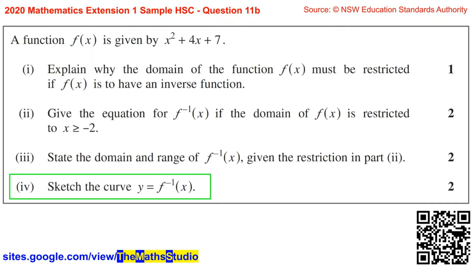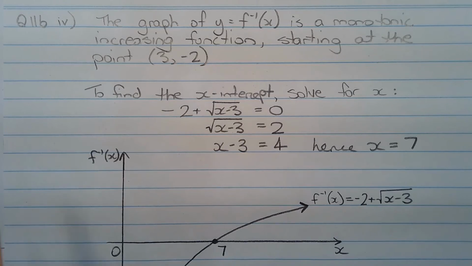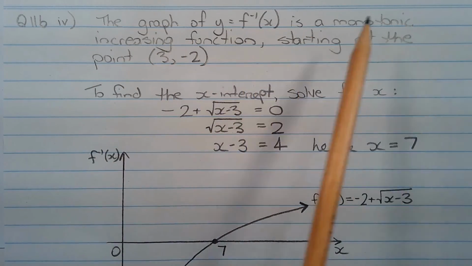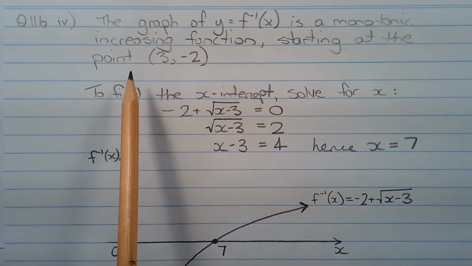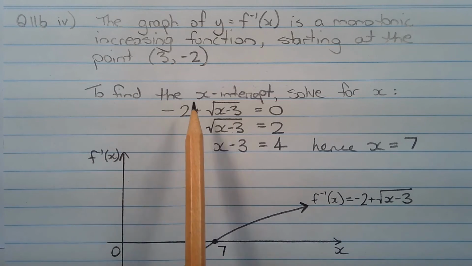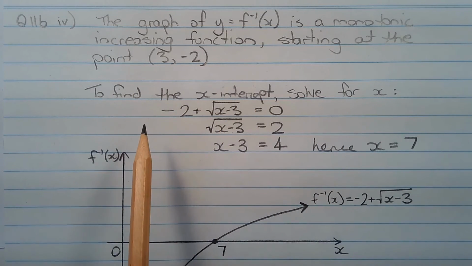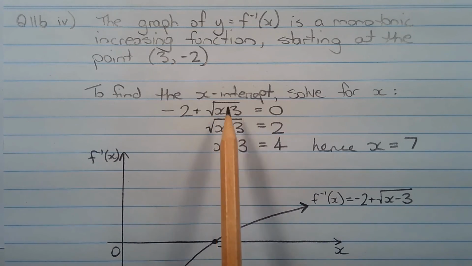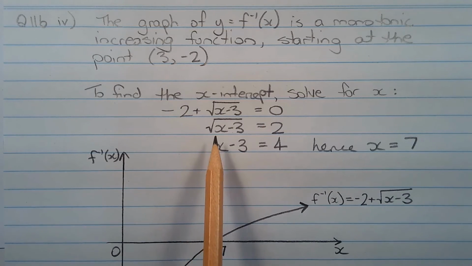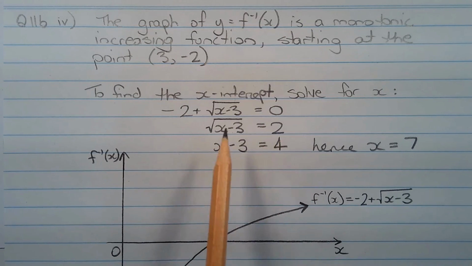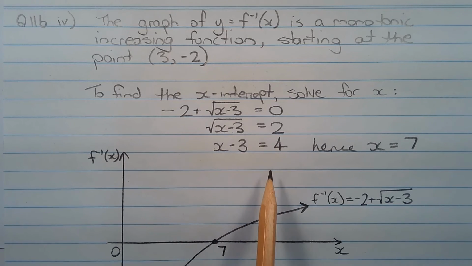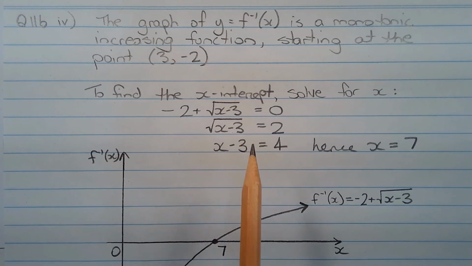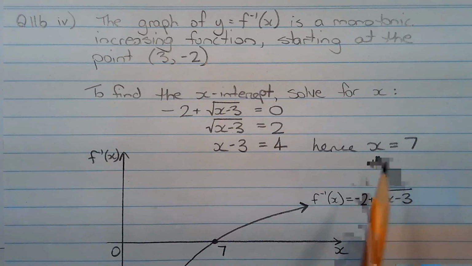Part 4. Sketch the curve y equals f inverse of x. The graph of y equals f inverse of x is a monotonic increasing function starting at the point (3, negative 2). To find the x-intercept, solve for x the equation negative 2 plus the square root of x minus 3 is equal to 0. Adding 2 to both sides of the equation, we have the square root of x minus 3 is equal to 2. Squaring both sides, we get x minus 3 is equal to 4. Finally, adding 3 to both sides of the equation to make x the subject, we get x is equal to 7.